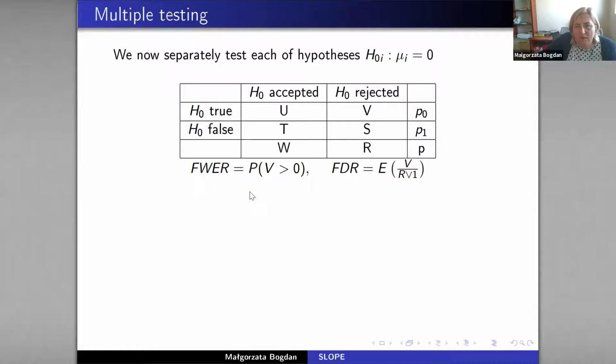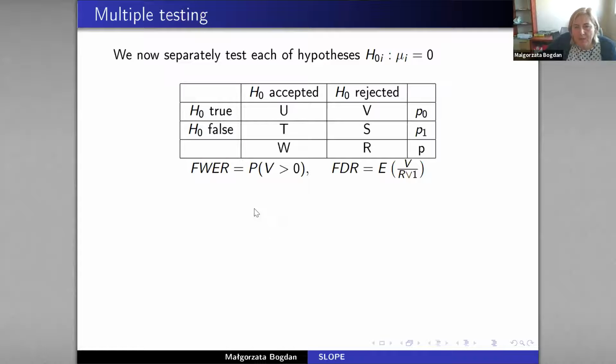So family-wise error rate is the probability that I made at least one false discovery. This is a criterion which was used for many years in multiple testing. Multiple testing started to develop in the 60s, and for 30 years people were concentrating on this specific measure.